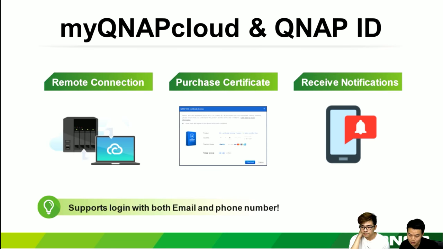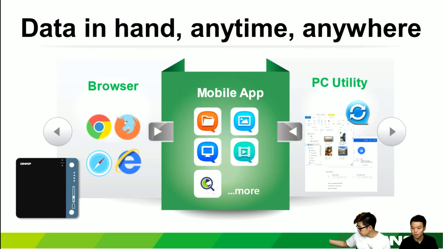Of course. So the first thing is you're going to need to go to www.myqnapcloud.com and create your own QNAP ID. After having this QNAP identification, you will be able to create a remote connection. You will be able to use it to purchase a certificate, which makes your NAS connection much safer. And lastly, you will be able to receive notifications, so that if something happens to your NAS and system, we can let you know. Now it supports both email and phone number, which we mentioned a couple of weeks ago.